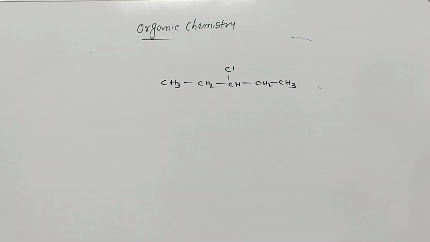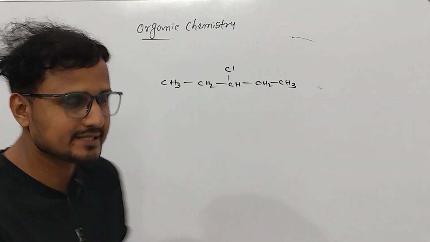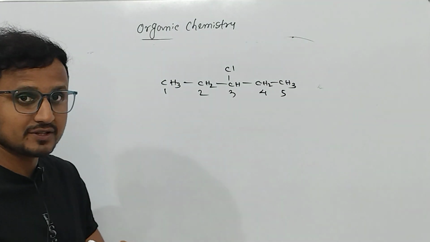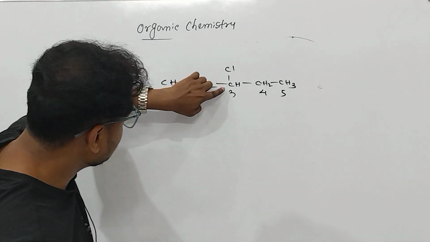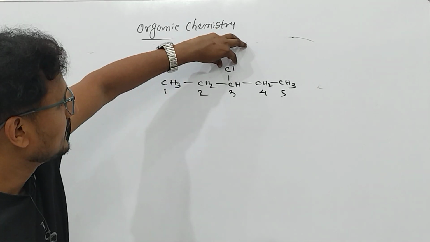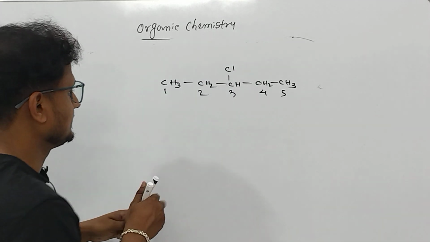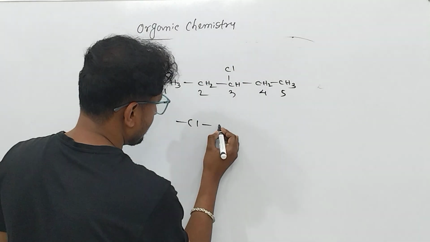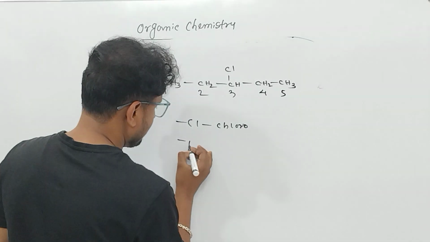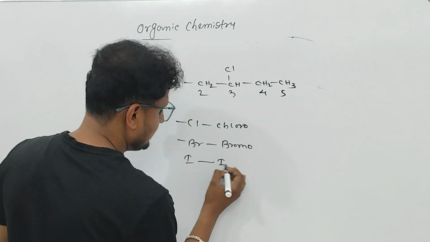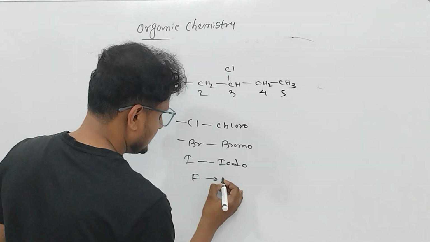So you have to number the carbon from any one of the end, right? 1, 2, 3, 4, 5. You have to number the carbon in such a way the carbon which bears the... Achha, let me tell you this. What is this Cl? This Cl is chloro. Br is bromo. I is iodo. F is fluoro.